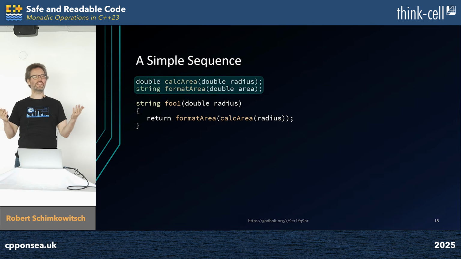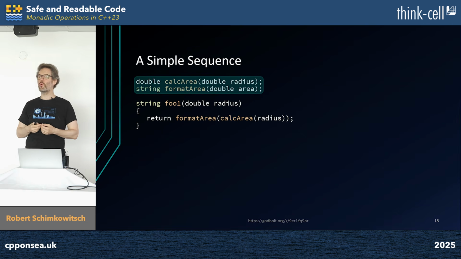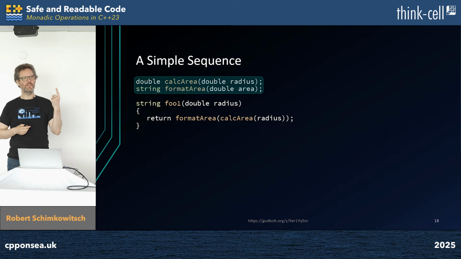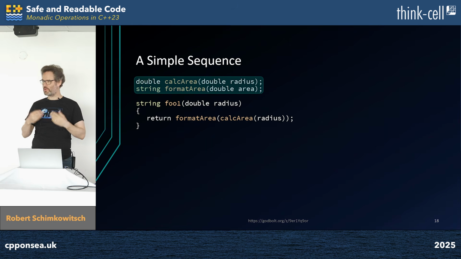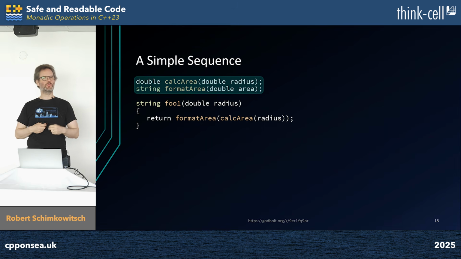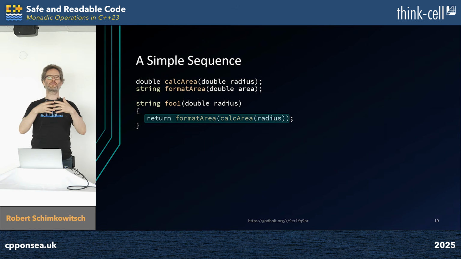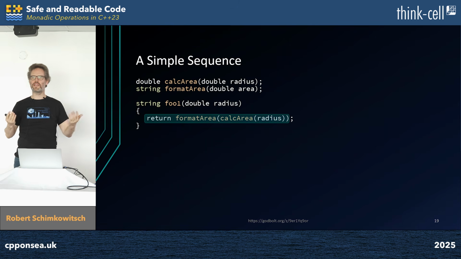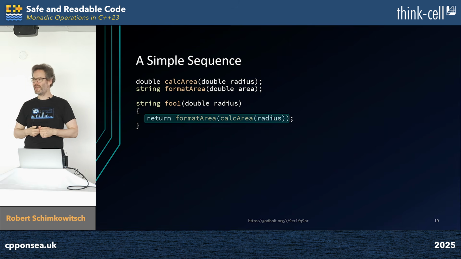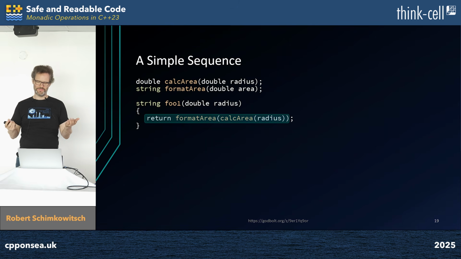Once upon a time, there was a little sequence of code, and it consisted only of two functions. One, to calculate the area of a circle based on the radius, and the second one, to format an area nicely into a string. They were combined, so you could pass a radius and get a nicely formatted string of the circle's area, and everything was good.